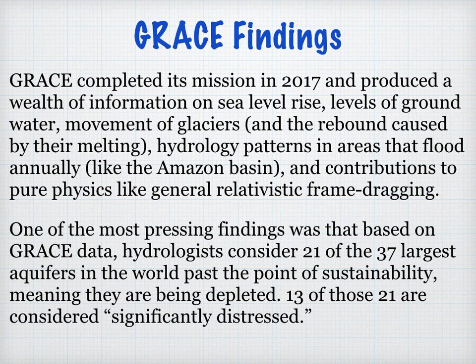One of the most pressing findings that came out of the GRACE data was that hydrologists now consider 21 of the 37 largest aquifers in the world as past the point of sustainability, which means they're being depleted as we speak. 13 of those 21 are considered significantly distressed, and this is a potential source of conflict because millions of people depend on these aquifers as their source of groundwater. One of the most critically distressed lies on the border of India and Pakistan, and another one that is critically distressed is underneath the Arabian Peninsula, and these are both being monitored closely as potential sources of geopolitical conflict.